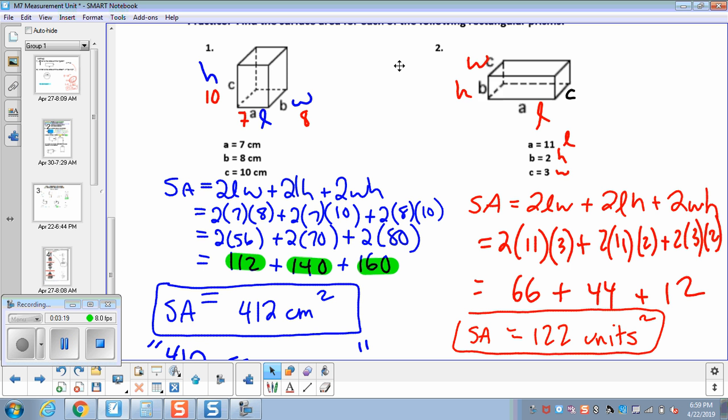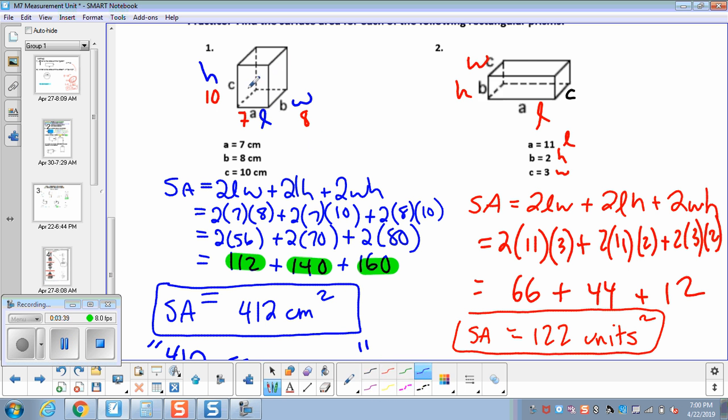We've got length, width, and height. Notice I did that over here. I just labeled L, W, and H. And that's a little bit tricky to get the hang of, but once you learn how to read the shapes, it's actually pretty easy. Now the next step is really straightforward. We're just going to take these dimensions and plug them into the surface area formula that we've been given.